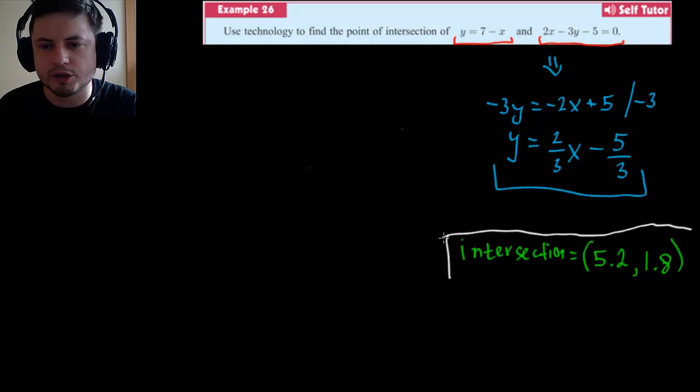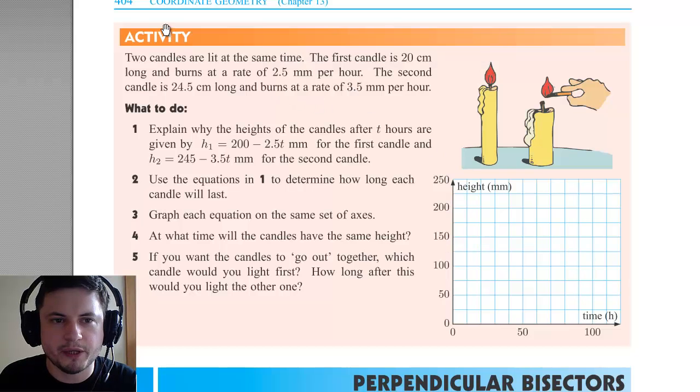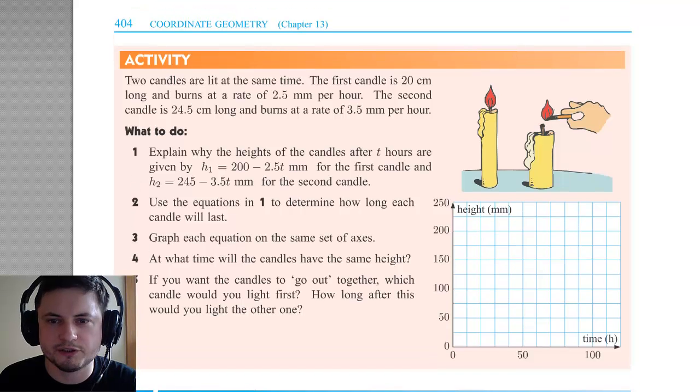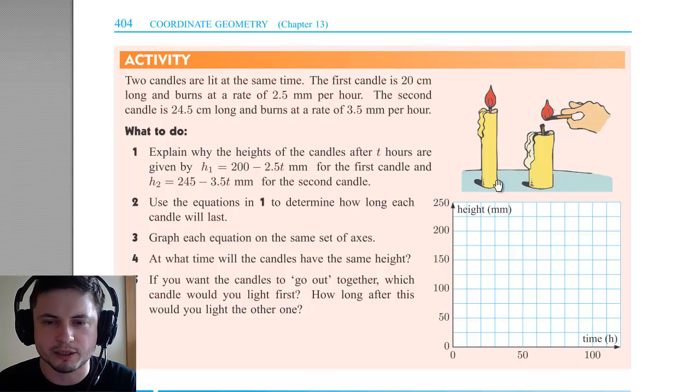Essentially, this is all you need to do for this chapter: be able to graph the lines, understand what the equation of the line is, and also find the intersection. If you want a bit of a challenge, try the activity on page 404, this one right here. This is with two candles that are burning at the same time, and they have an equation of the line for each candle. The question is asking you to find a bunch of things like the intersection, how long the candles will burn, and what's the difference in time of their burning. This is a pretty typical line problem where you have two lines that intersect and they have different slopes as well.